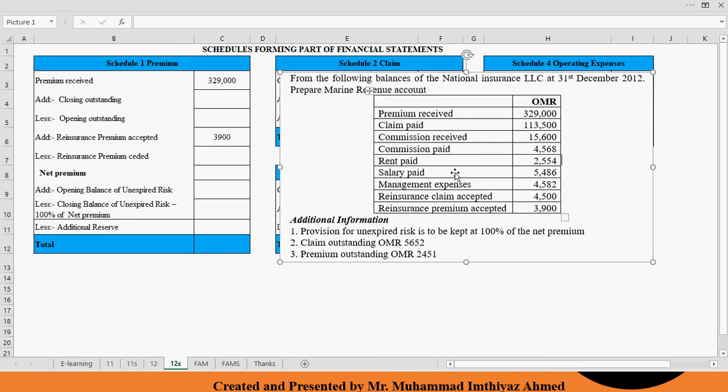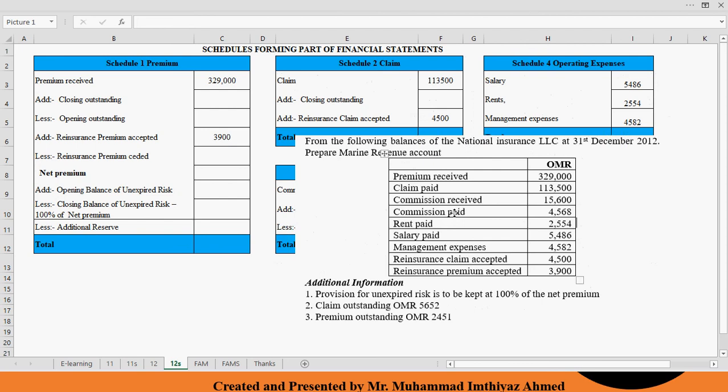So additional information, first one, provision for unexpired risk is to be kept at 100% of the net premium. Now, for the students, you have to bear in mind, whether we state it in the problem or not, that in the case of marine, it is always 100. In the case of fire, it is always 50. So these are the main important points while dealing with premium, you need to keep in mind.